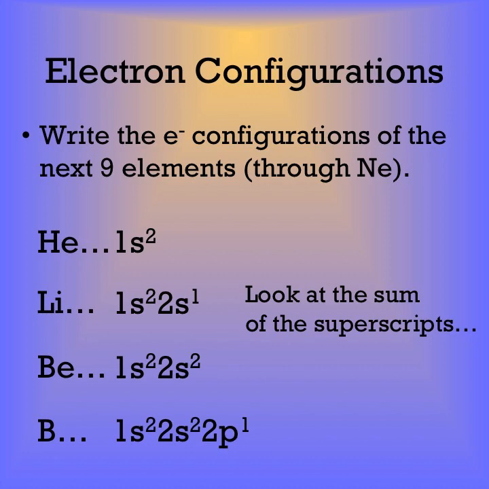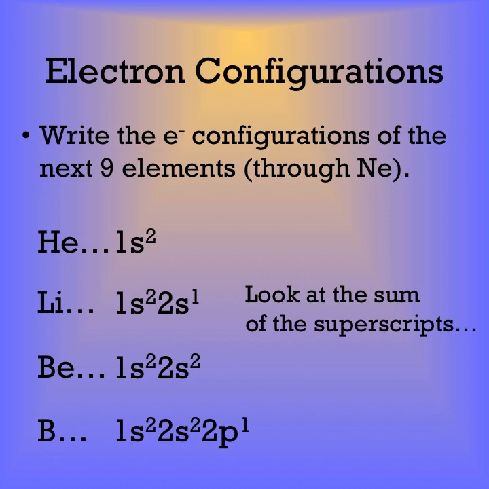So carbon has a total of 6 electrons. The first 2 go into the 1s. The second 2 go into the 2s. And the next 2 go into the 2p. So you should have 1s2, 2s2, 2p2.